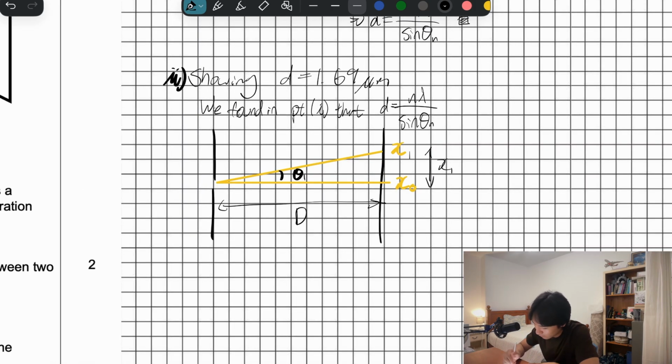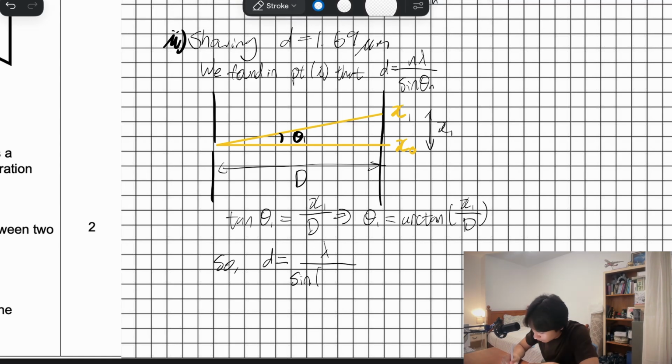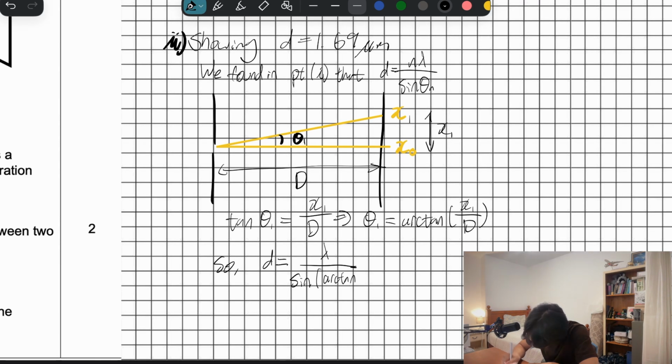So we can say that tan of theta 1 is opposite x1 over d, and here we can deduce that theta 1 is arctangent of x1 over d. We can say that d is going to be n lambda over sine of this value here. Since n is equal to 1, you can just get rid of n, and say arctan of x1 over d.